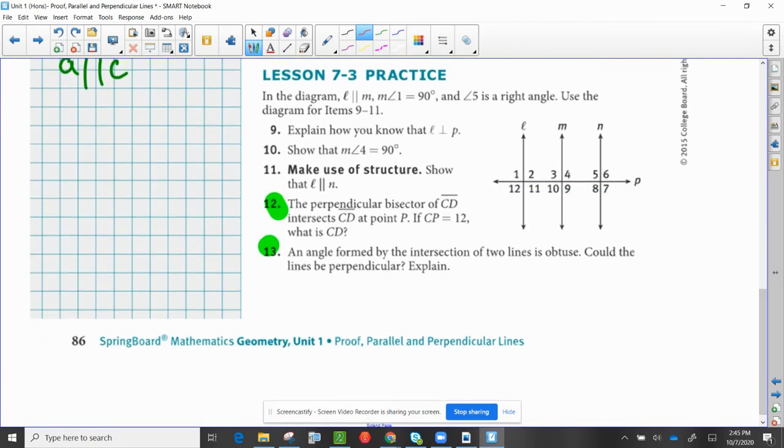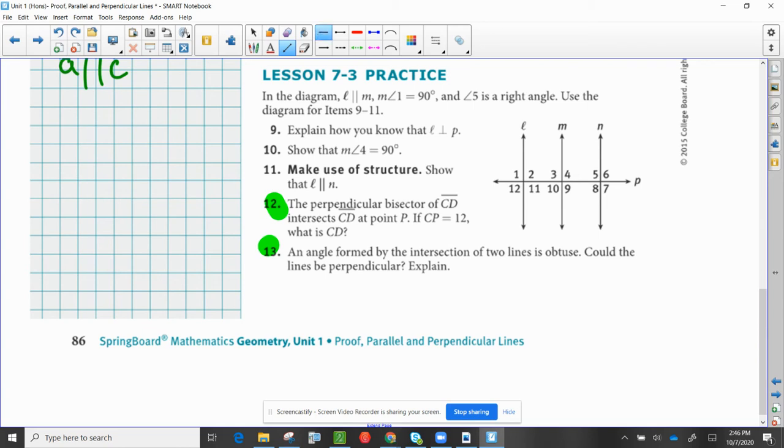All right, last two questions. Let's look at 12 and 13 here. So in this picture, we're going to look at the figure here. No, actually we're not. We're going to make our own pictures. So let's see. 12 says the perpendicular bisector of CD intersects CD at point P.